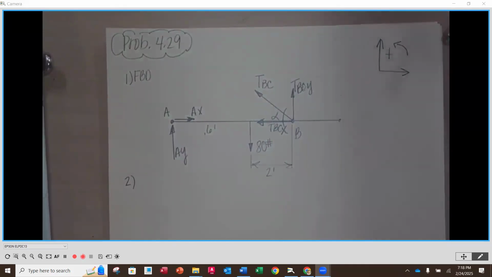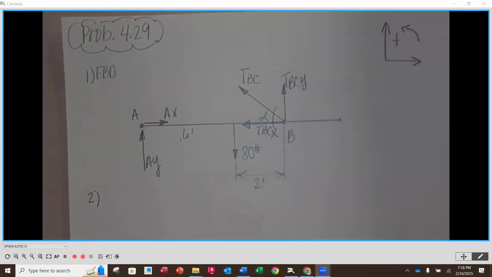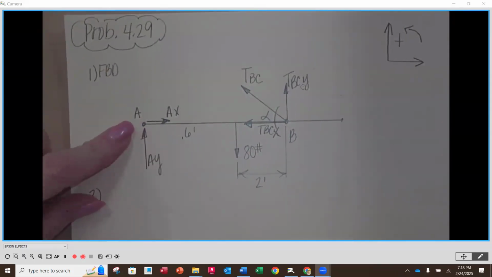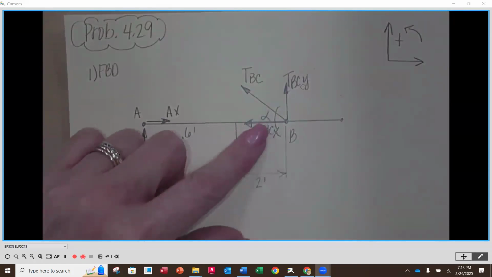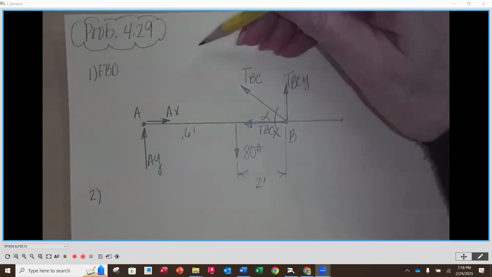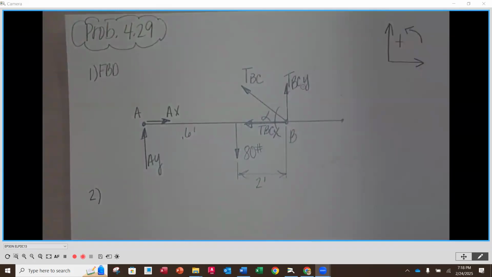As we look at our free body diagram here, our 80 pounds is our only known applied load. The other forces that I have here are going to be the supports. At A, we have a pin support, so we know there are two reactions, an X and a Y. At B, there is a cable going up to point C, so I called it capital T, BC, for the tension in cable BC.